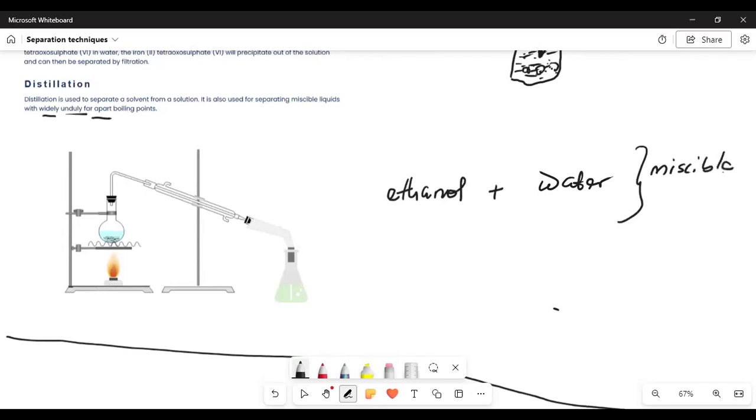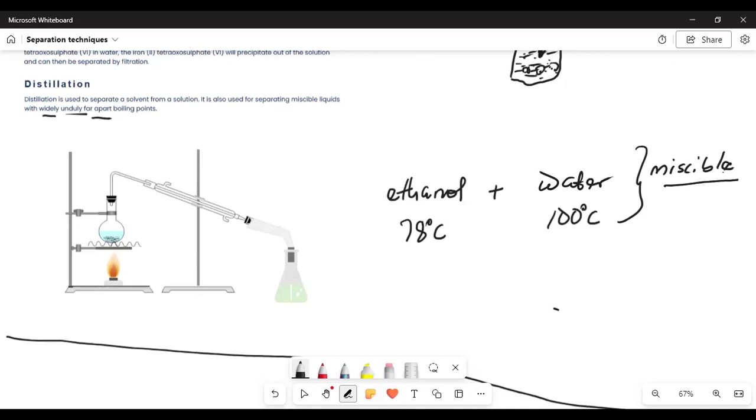When you pour ethanol into water, both of them will mix completely in a way that one will not be able to distinguish one from the other. Those types of liquid are called miscible liquids. So if the boiling points of the two liquids are far apart, then we can use distillation to separate them. For example, the boiling point of ethanol is 78 degrees Celsius, while that of water is 100 degrees Celsius. So to separate these types of liquid from each other, we can use distillation.